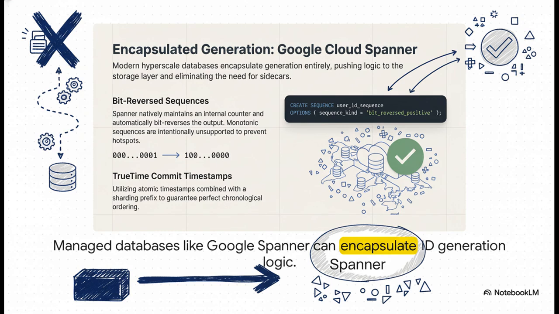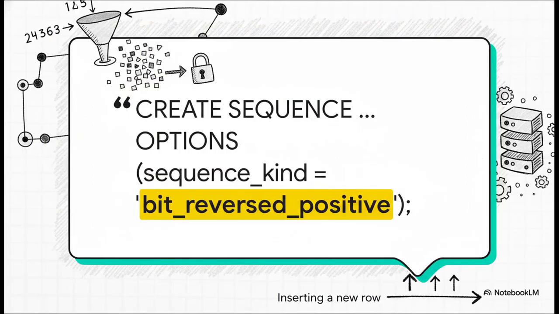Now, maybe you're looking at all this stuff, sidecars, clock sync, hotspots, and you're thinking, wow, that is a lot of work. I do not want to build and manage all that. And that's fair. This is where modern managed databases like Google Cloud Spanner come in. They basically say, don't worry about it. They can take this entire complex problem and just handle it for you, deep down in the database layer, completely hidden from view.